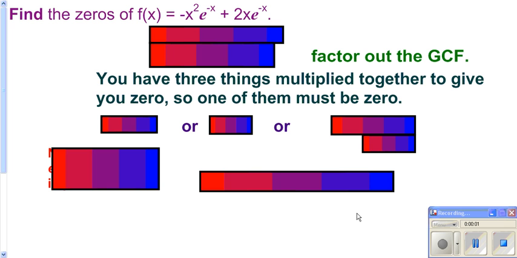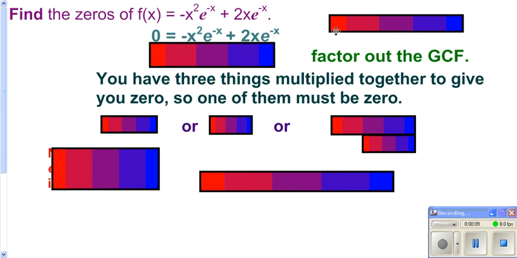Here we want to find the zeros of our problem. To find your zeros, you want to set it equal to 0, and then you want to solve it. Well, as you look here, we could go ahead and pull out your greatest common factor.